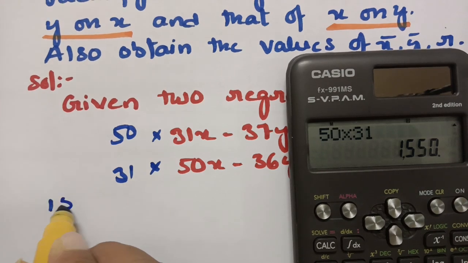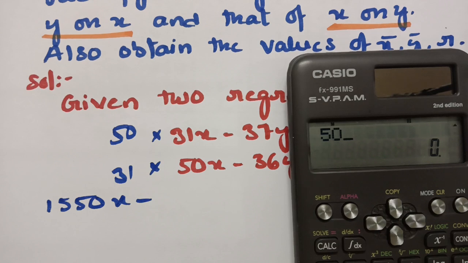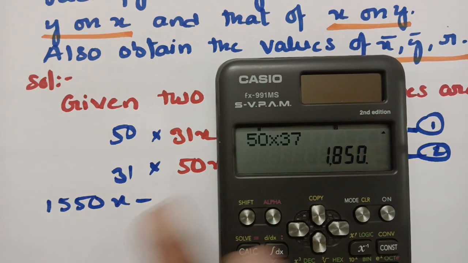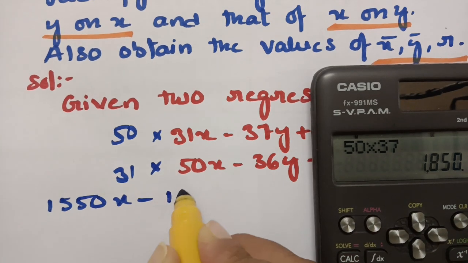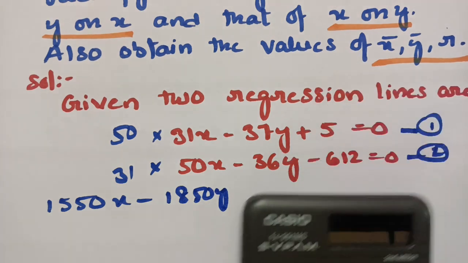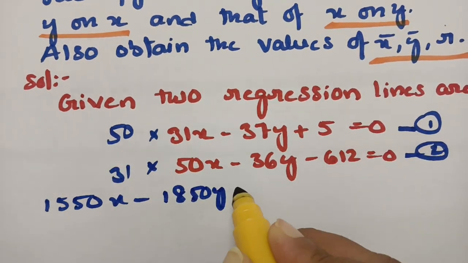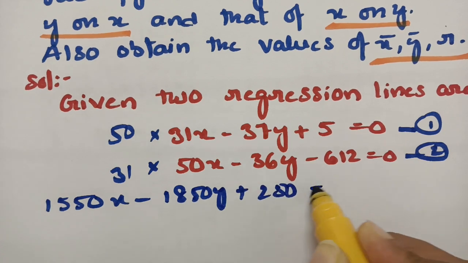So this is 1550x minus, this is 50 into 37. The value here is 1850, so this is 1850y. And the next one here is 50 into 5, so this is 250 is equal to 0.